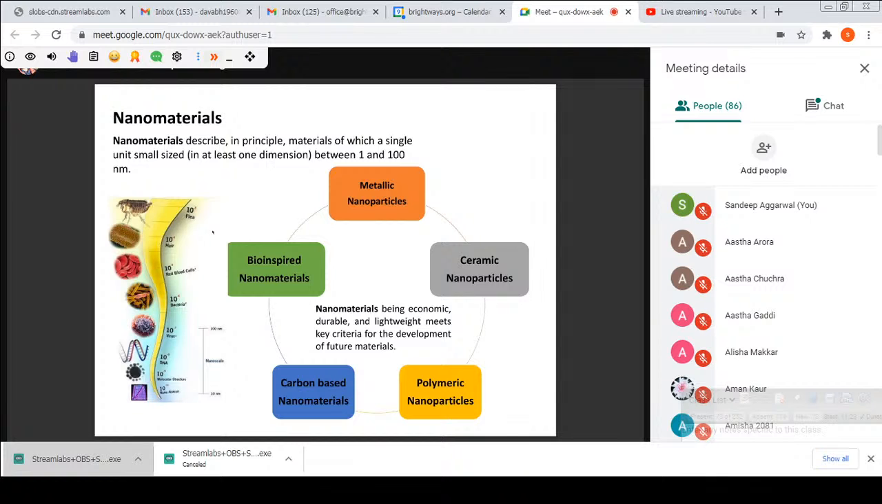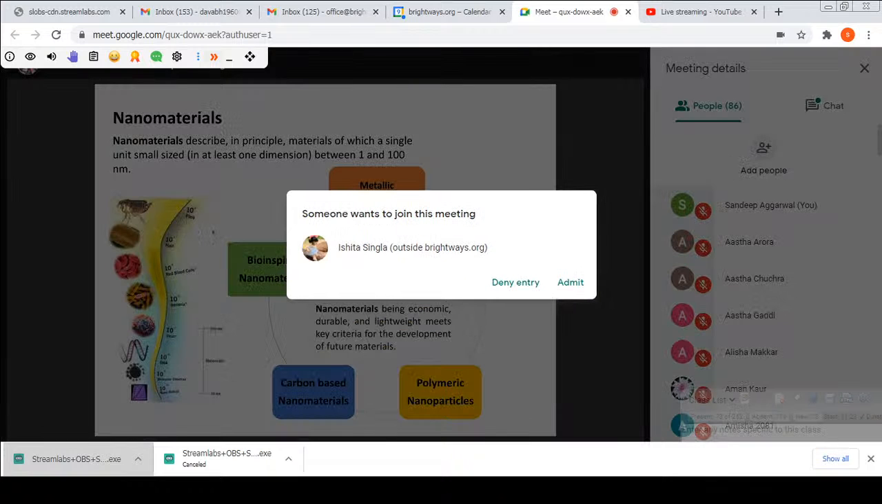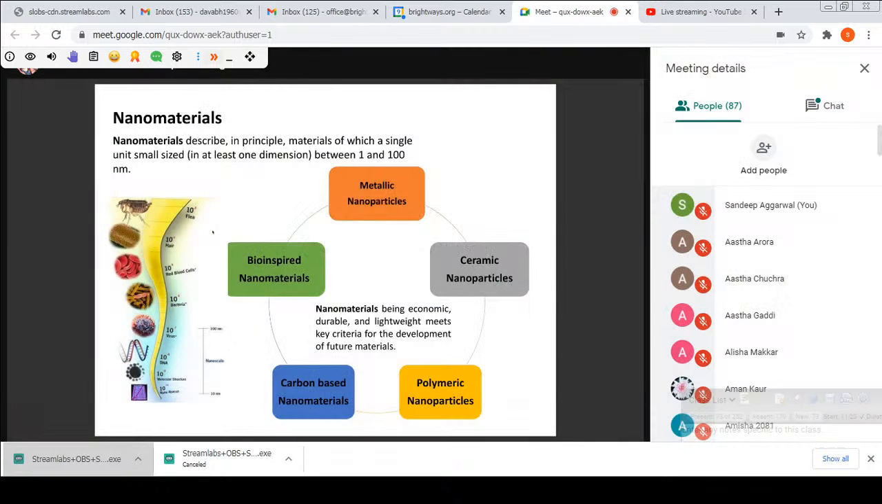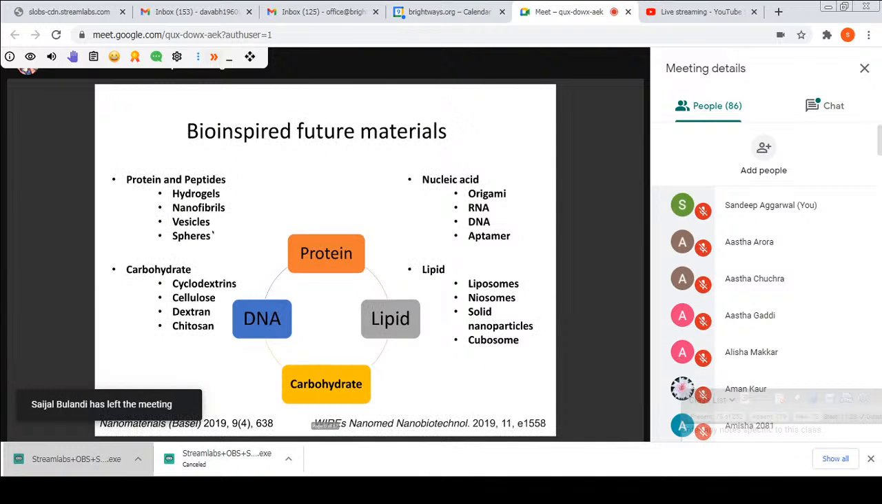So we are now going to talk about some of the materials which are actually very, very small in size. When you make one monomer attached to another monomer, you then tend to get a bigger material. But the unit cell of these materials is very small, that is up to the nanoscale region. Some of the bio-inspired future materials are actually derived from biomolecules which are present in our body, for example, proteins, DNA, lipids, carbohydrates. These are all molecules which are present in biological systems. And we shall be discussing these materials.